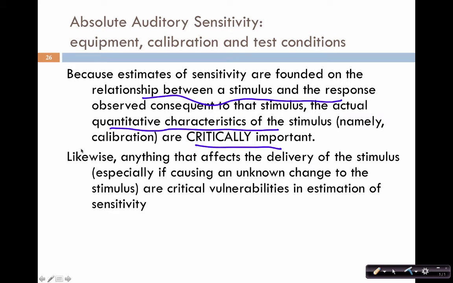So since stimulus characteristics are so critical, anything that affects the delivery of the stimulus, and particularly if it's something that's unknown, is going to be a critical vulnerability in sensitivity. So audiologists and anyone that's doing hearing measurement really has to be on top of what the stimulus is, and to be sure that the stimulus they're intending to deliver, that they believe they're delivering, is in fact the stimulus that they are delivering to the person.